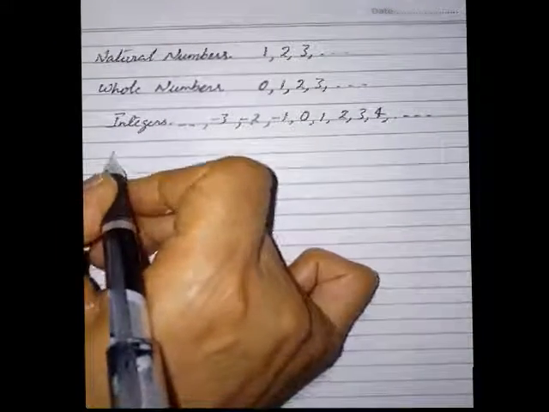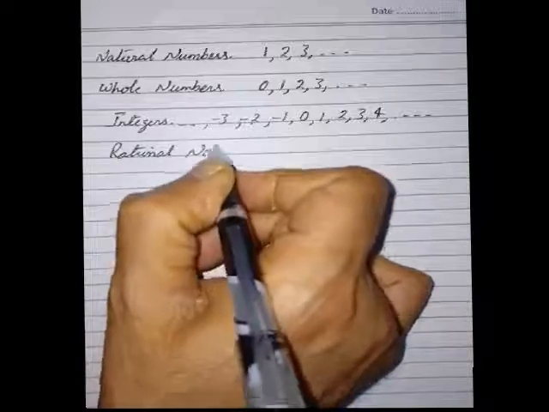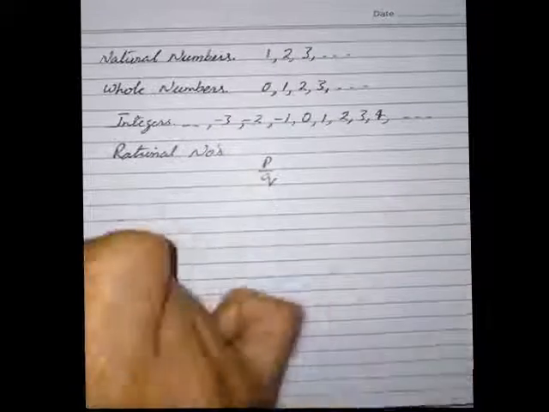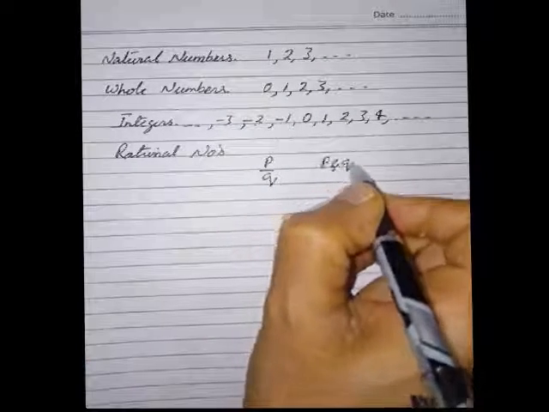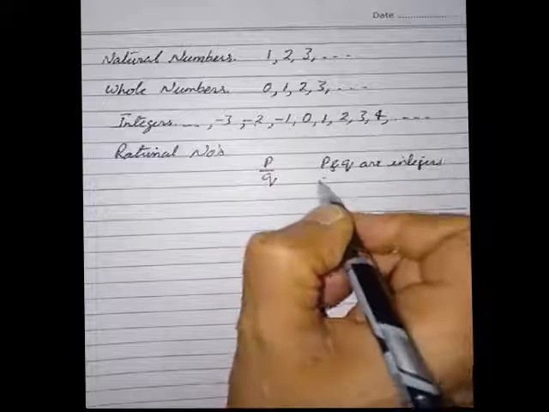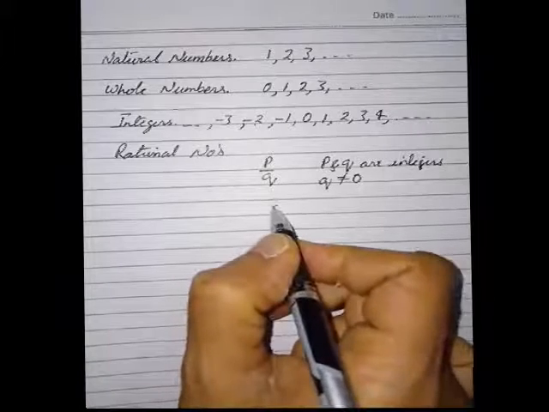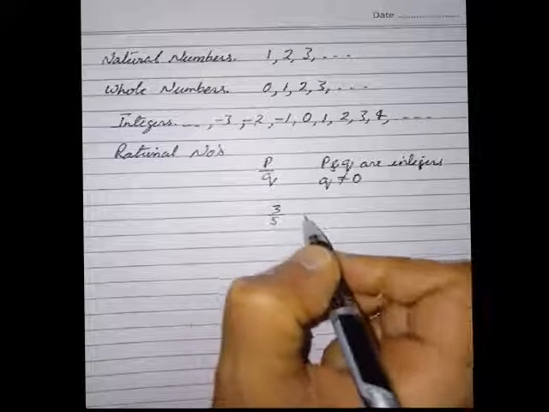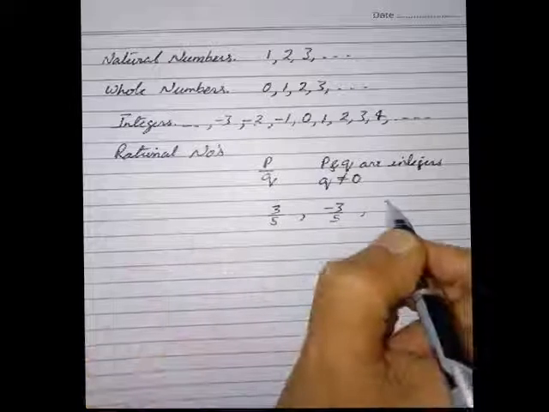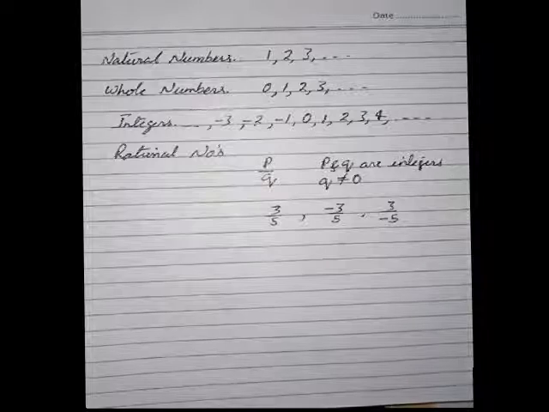Then come the rational numbers. Rational numbers are numbers which are in the form p upon q, where p and q are integers and q is not equal to 0. Taking examples, 3 upon 5 is an example of a rational number, minus 3 upon 5 is also an example, and 3 upon minus 5 is also an example of rational numbers.